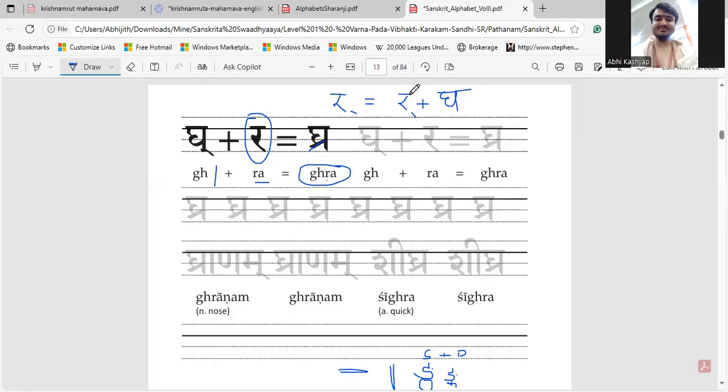This is called arka. Arka, in Kannada it is called arka ottu. Matras are called ottu in Kannada. So arka matra we can say. So now this is represented like this.